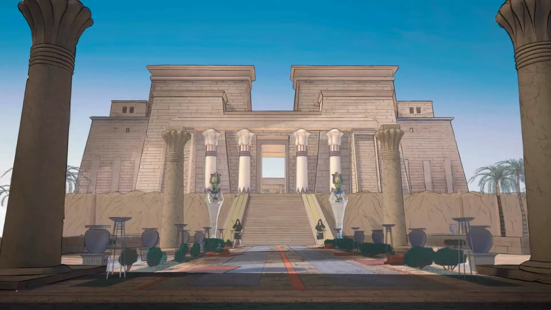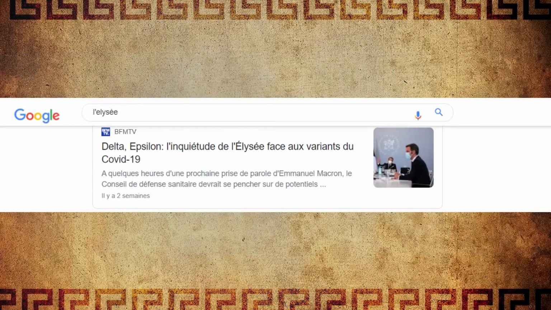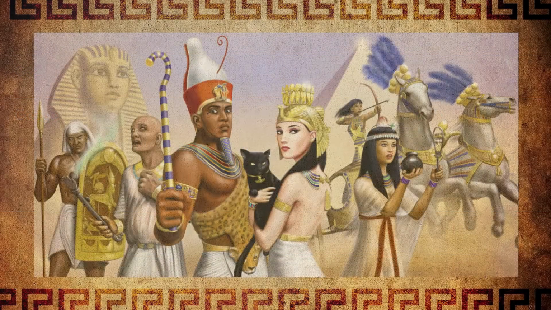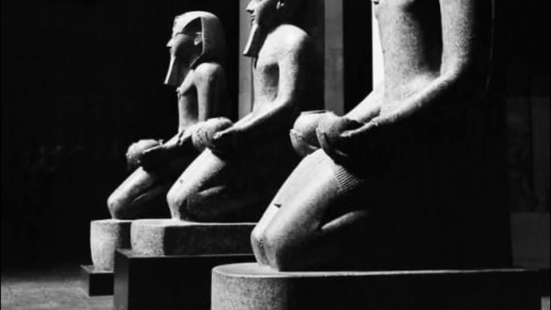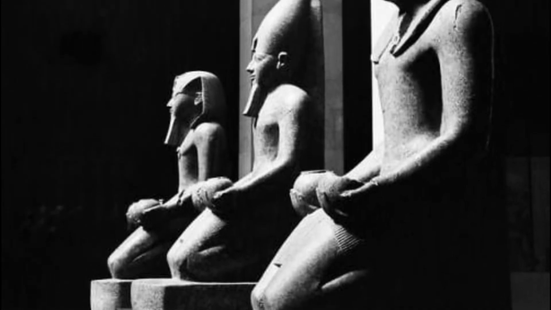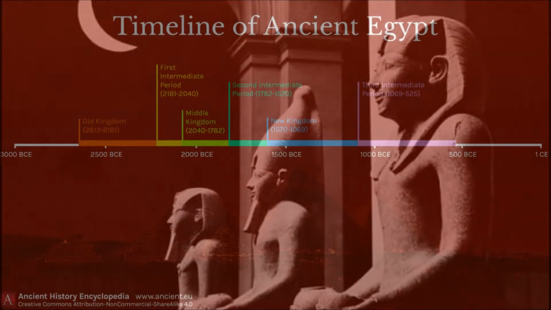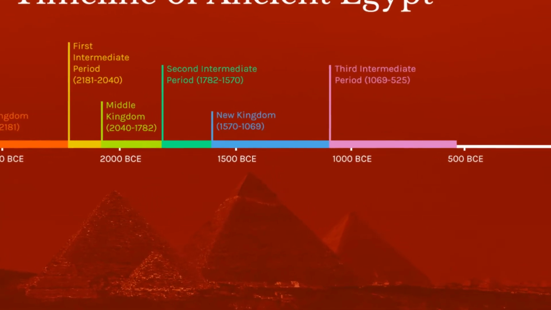And in the same way that the American government is sometimes called simply the White House, or the French government the Élysée, sometimes the Egyptians used this term to refer to their rulers. However, historians still debate when the word pharaoh was used to refer to the king as an individual. Some claim that it was during the New Kingdom, others in the Third Intermediate Period.